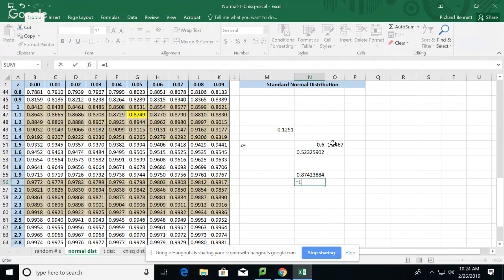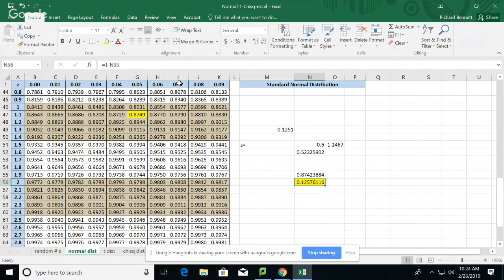And so I want 1 minus that, okay? Whereas the first time we got 0.1251, now we got 0.1257. So it's off a little bit, okay? But this is the method that I want you to use on Excel, okay?